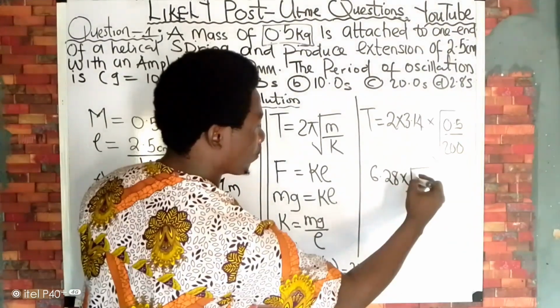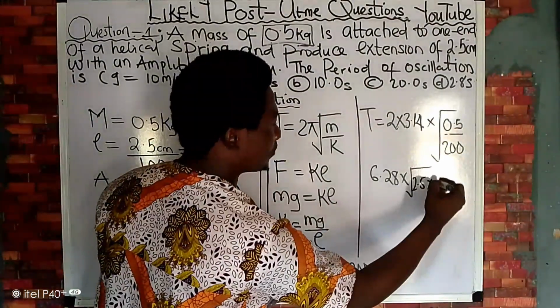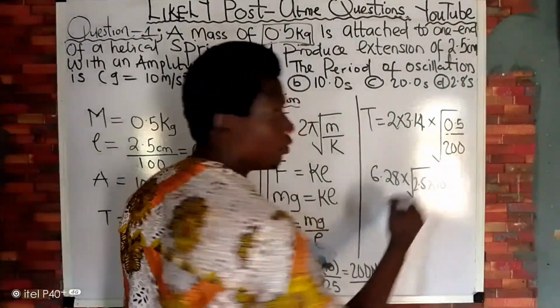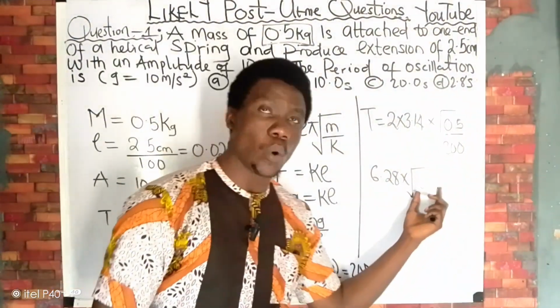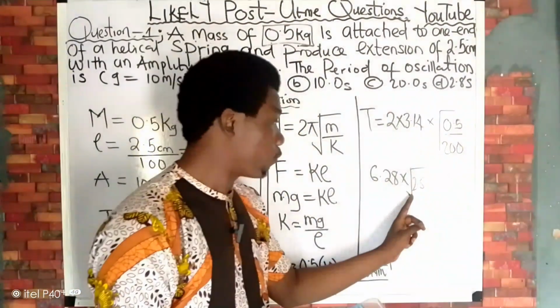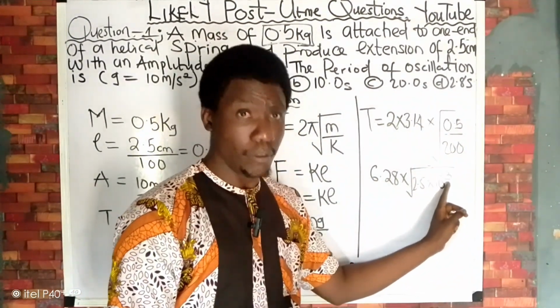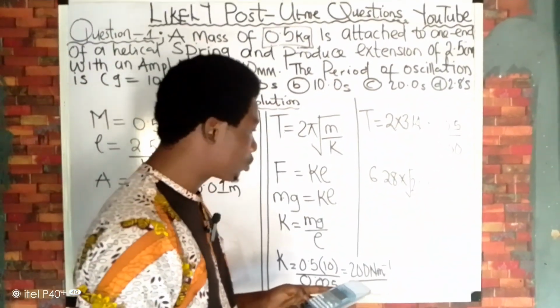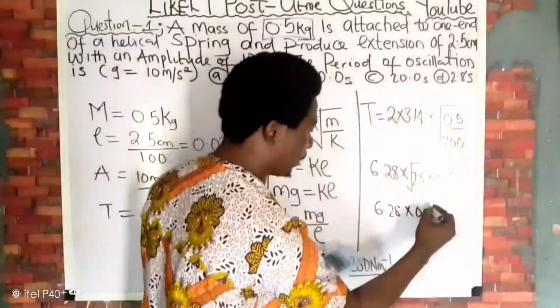You have 2.5 times 10 raised to the power of minus 3. So that's what we have. So what do we have to do? We'll get the square root of this, then we'll multiply with this. So let's get the square root of 2.5 times 10 to the power of minus 3. Is it possible? Yeah. You have square root 8 times 0.05.